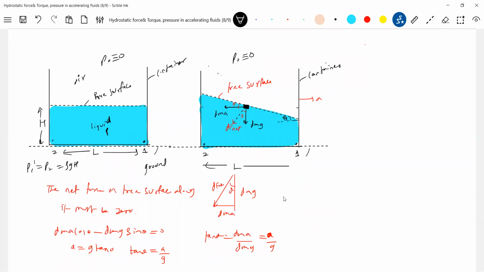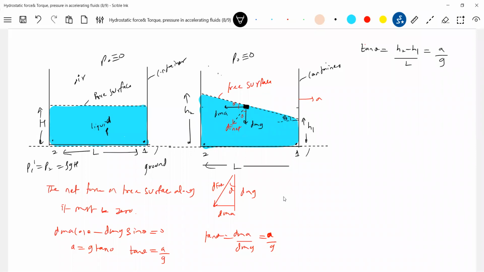What about pressure at 1? Here the height will be h1, and this will be h2. From one observation, I'm making a triangle: tan theta equals (h2 minus h1) by L. And in fact, this tan theta is a by g. So if you know h1, you can calculate h2. Will I agree with this?